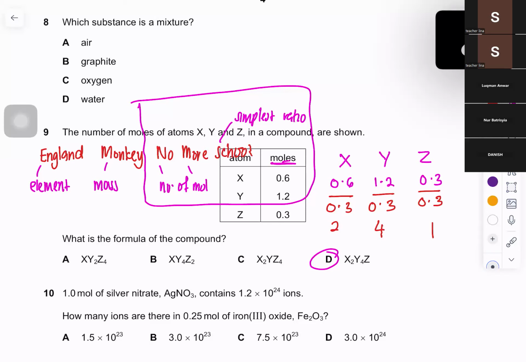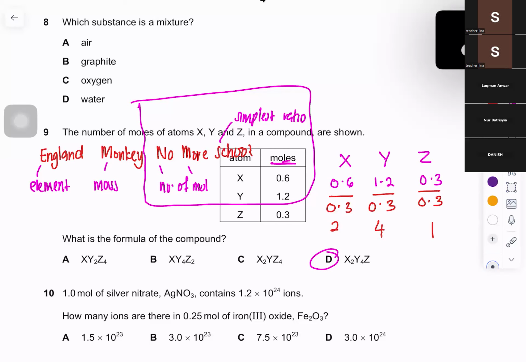Simple je. You just divide by smallest number of mole. Kenapa teacher ambil 0.3? Sebab 0.3 smallest number of mole. So based on the empirical formula, kalau you nak cari simplest ratio tu, you kena ambil smallest number of mole. Cuma kalau you jumpa 1.5 je, you kena times ke 2. Okay. Yang lain clear tak sayang?